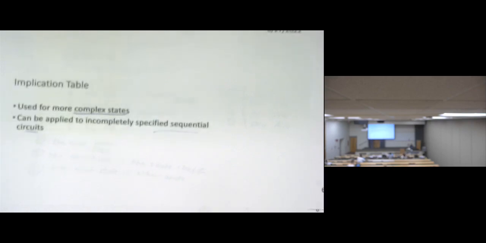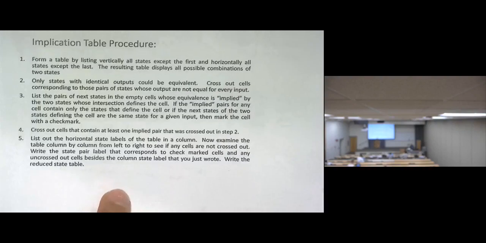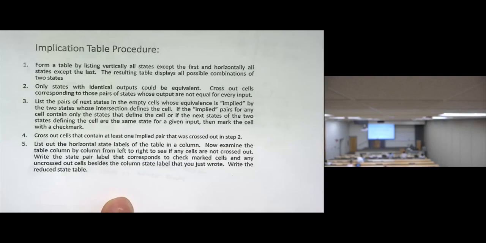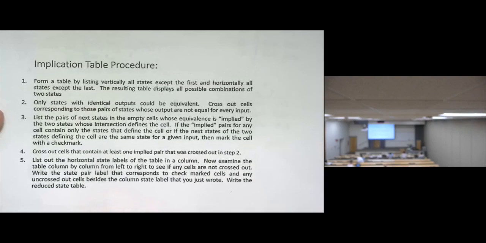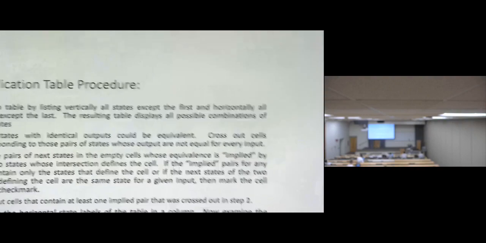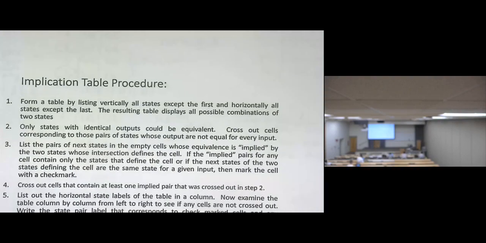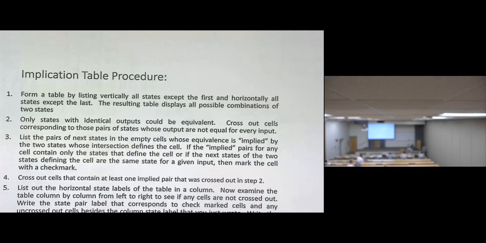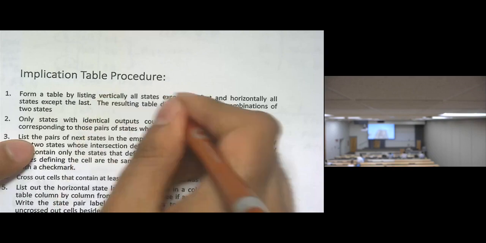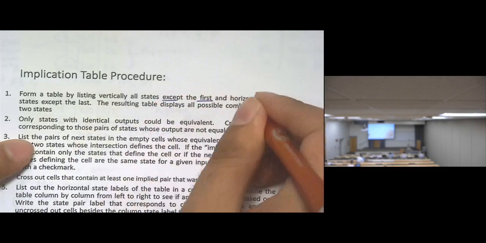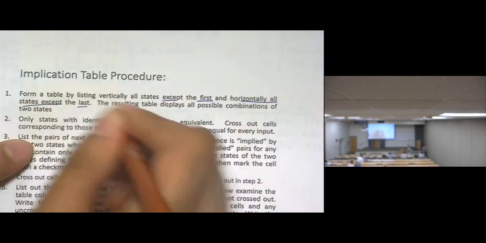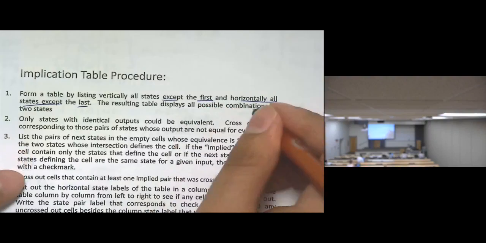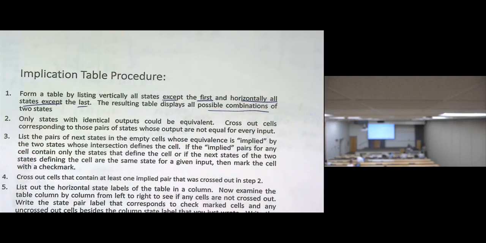So what are the procedures? Let's have a look here. We need to look at the state table. Whenever you have any state diagram, convert it to a state table, then we can do the process. The first thing is to list all states vertically except the first, and horizontally except the last. Then the result will display all possible combinations of the states. So we need to make what is called an implication table.